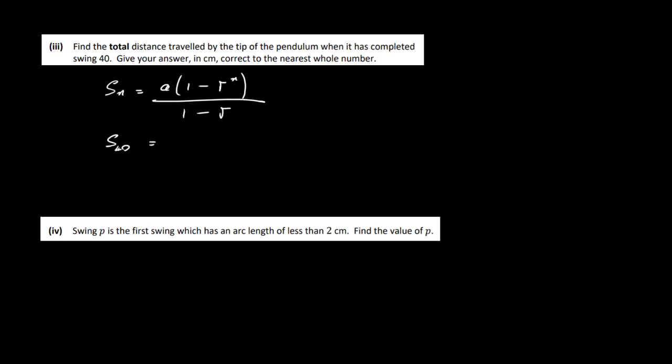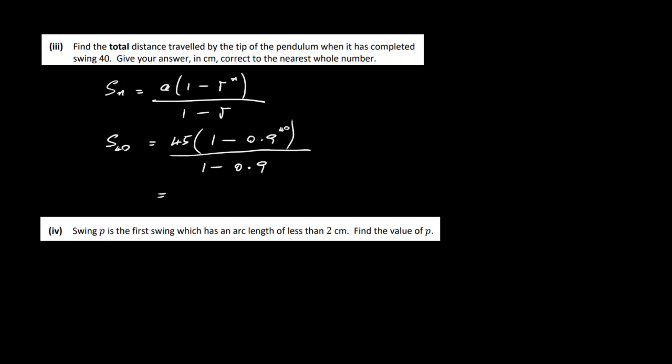So that's going to be a, which is 45. First term is 45. 1 minus r, so our r is 0.9. We want to raise that to the power of n, so that's 40. And then we've got to divide that by 1 minus r, which is 0.9. Okay, and that's it really.